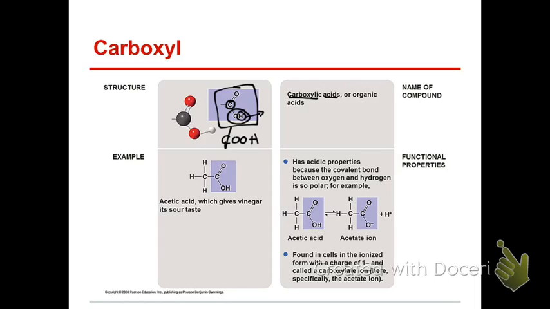So what organic means? Organic means it contains carbon. Again, organic means contains carbon. So organic acids have carboxylic acid groups often attached to them.